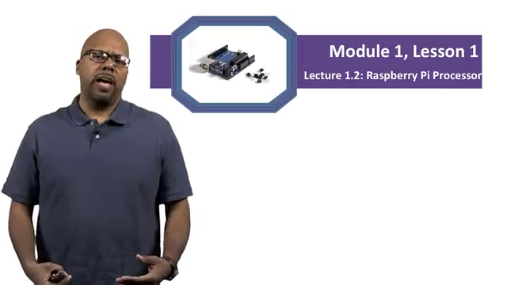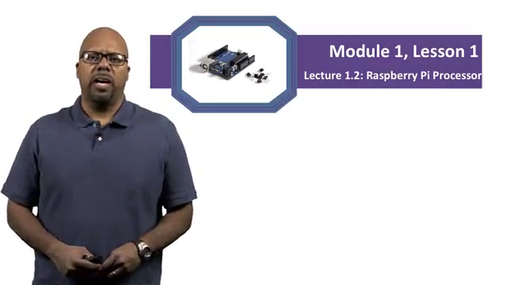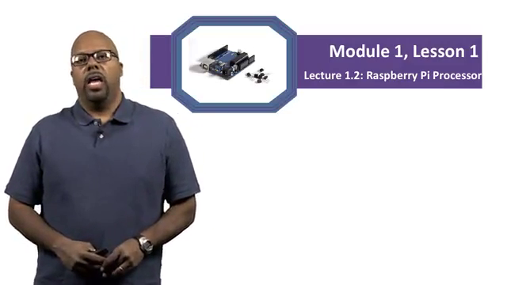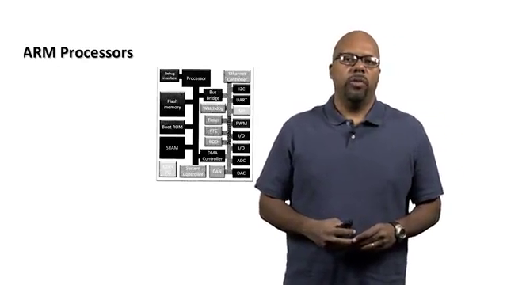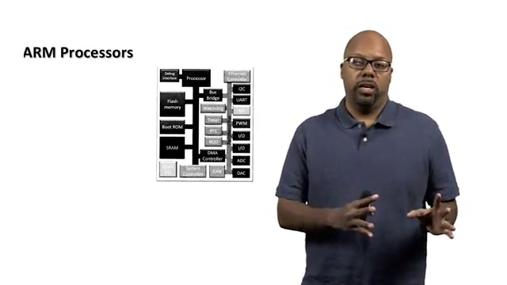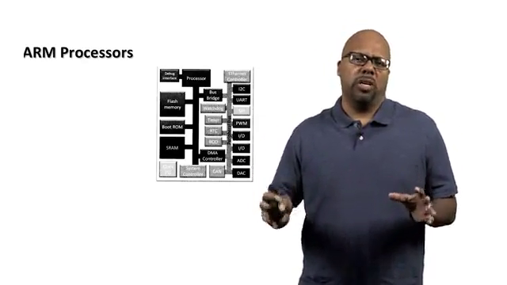So now let's talk a little bit about the actual processor inside the Raspberry Pi, just a bit. It's an ARM-based processor. So what does that mean? The processor is a Broadcom chip, right? A Broadcom SoC, but it's an ARM-based processor.